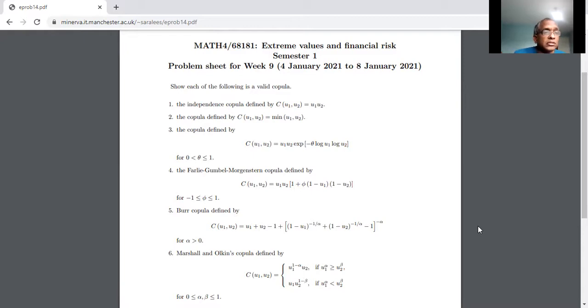question number 2, which is to show that C equal to the minimum of U1 and U2 is a copula. So what you need to do is to show that the 6 conditions are satisfied. I'm sure you guys know what to do. So you need to basically show that each of the 6 conditions is satisfied. Okay.